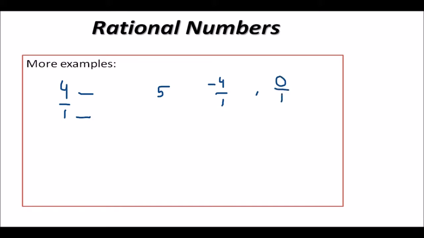The condition for a number to be a rational number is that the numerator and denominator should be integers and the denominator should not be 0. Here the numerator is 0 but the denominator is 1. So 0 is also a rational number.